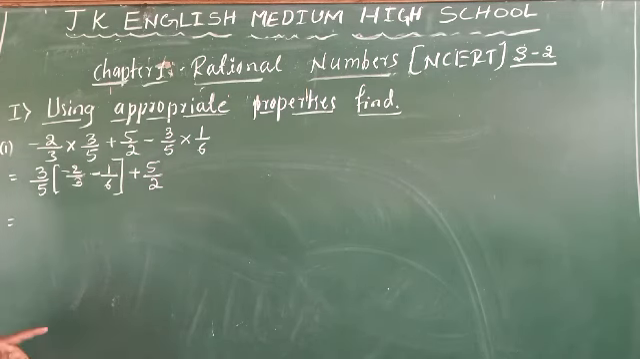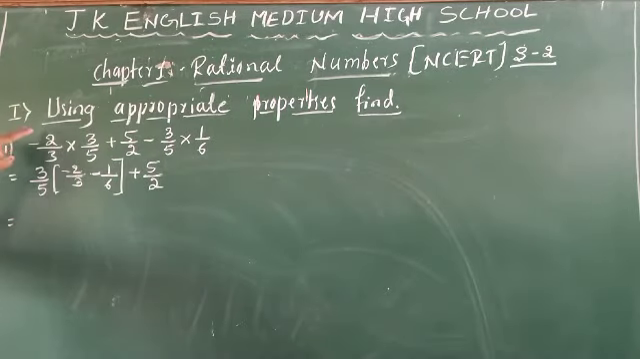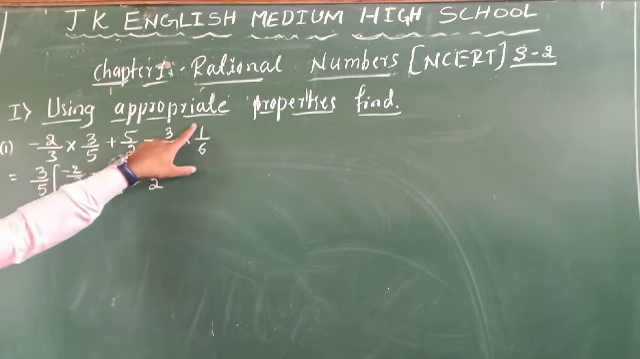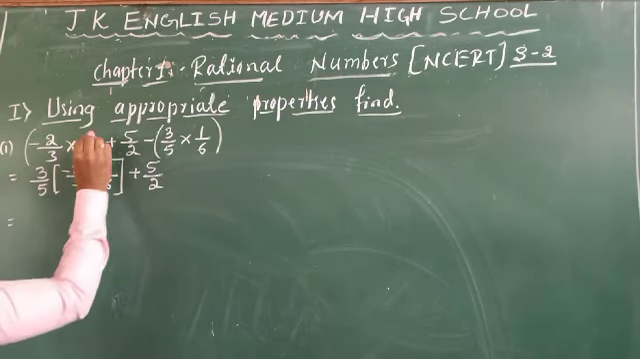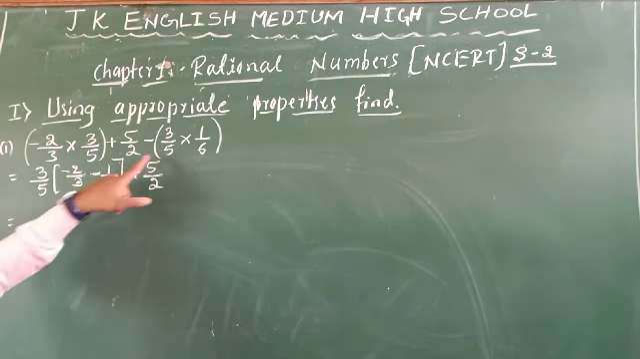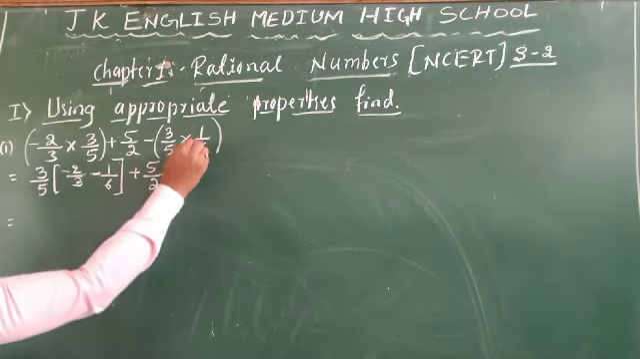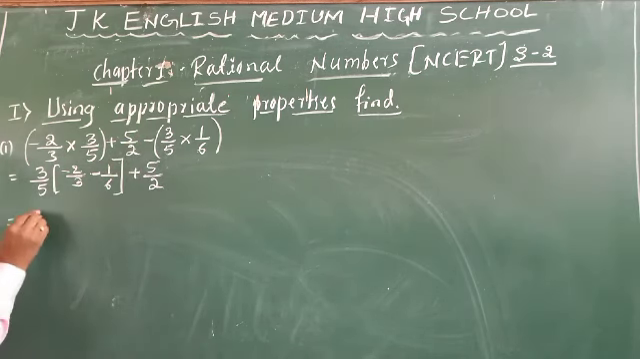Look at it, children. Please understand the concept clearly. First one, what did I do here? Minus 2 by 3 into 3 by 5. What is the sign between? Multiplication. Plus 5 by 2 minus 3 by 5 into 1 upon 6. This is one set and this is one set. On both sides 3 by 5 is common. I have taken 3 by 5 common. Remaining is minus 2 by 3 here, and minus 1 upon 6 here. Remaining is plus 5 by 2. So what to do now? 3 by 5 right as it is.